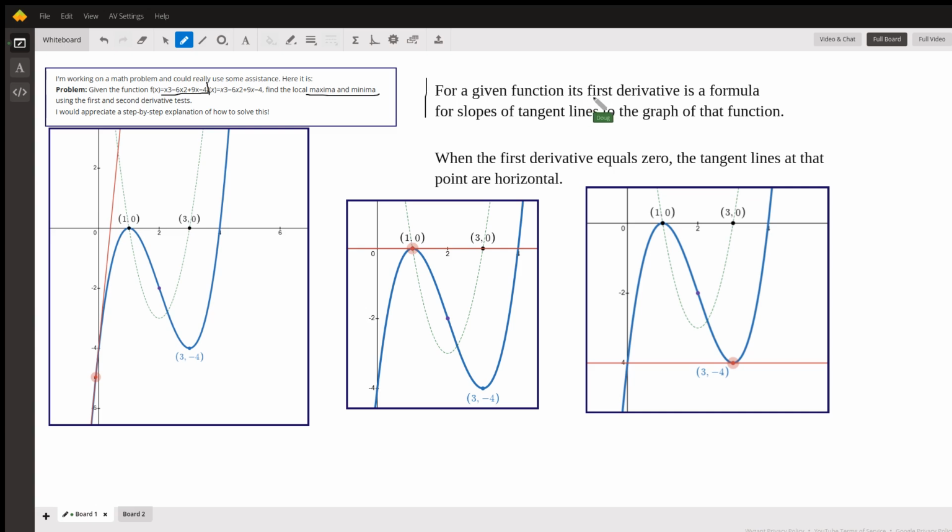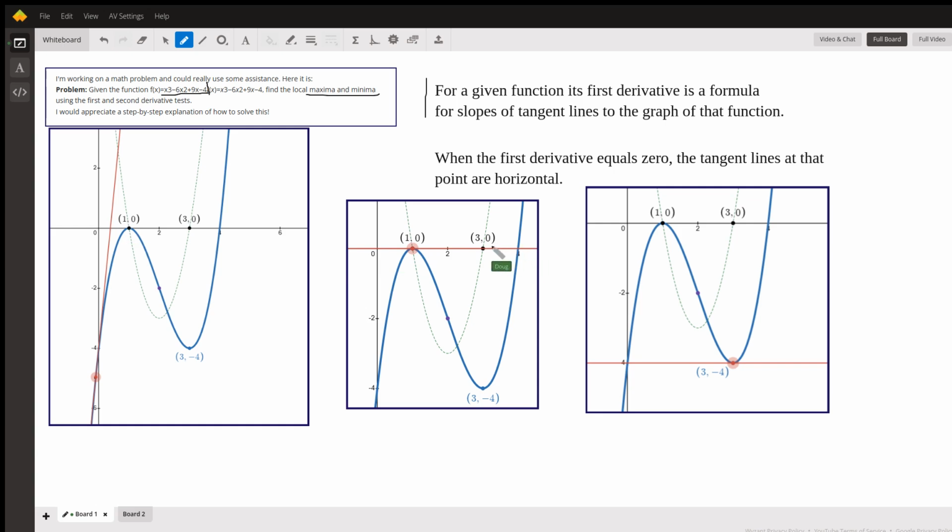For a given function, its first derivative is actually a formula for slopes of tangent lines to the graph of that function. And when the first derivative equals 0, the tangent lines at that point are horizontal. So here's this red tangent line moved up to the point where x equals 1, where the first derivative is equal to 0. And you can see that the tangent line is horizontal.